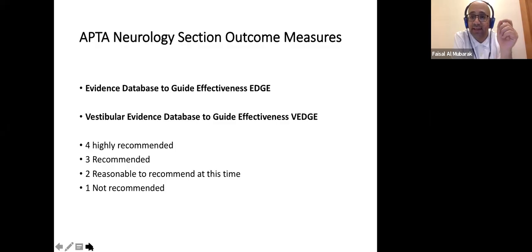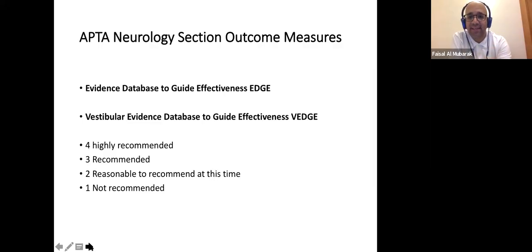So here, what they did is they brought all outcome measures of the balance examination, and they tried to see how effective they are. And they ranked them between 4, which is highly recommended, 3, which is recommended, 2, which is reasonable to recommend at this time, and 1, which is not recommended.